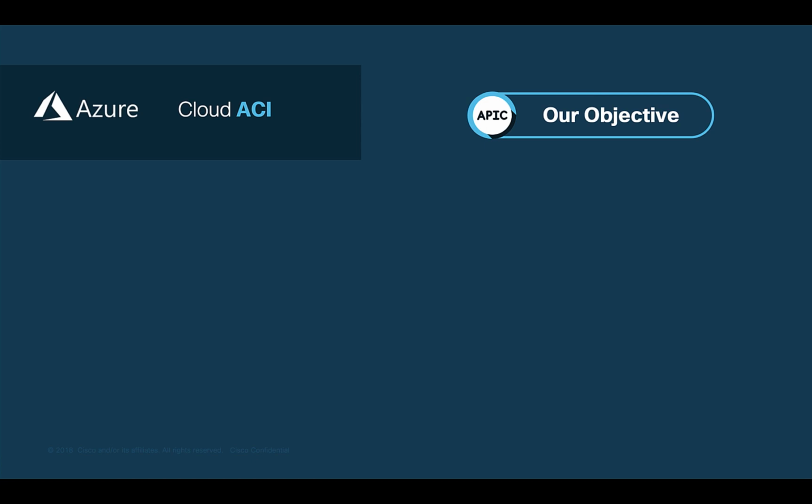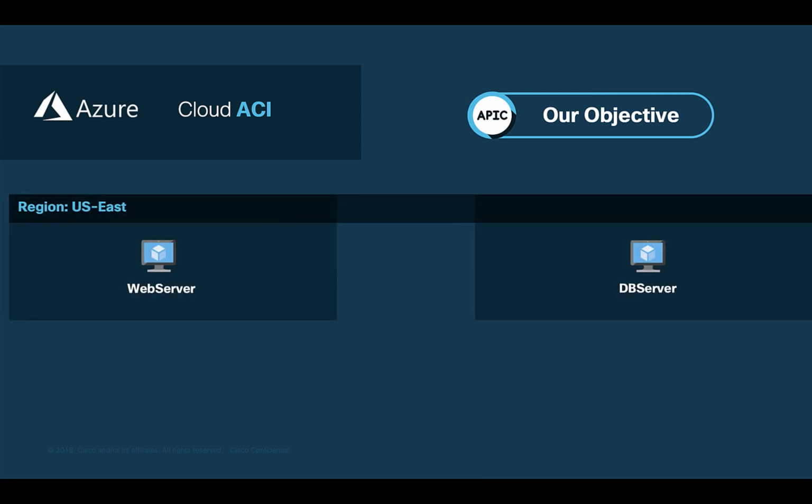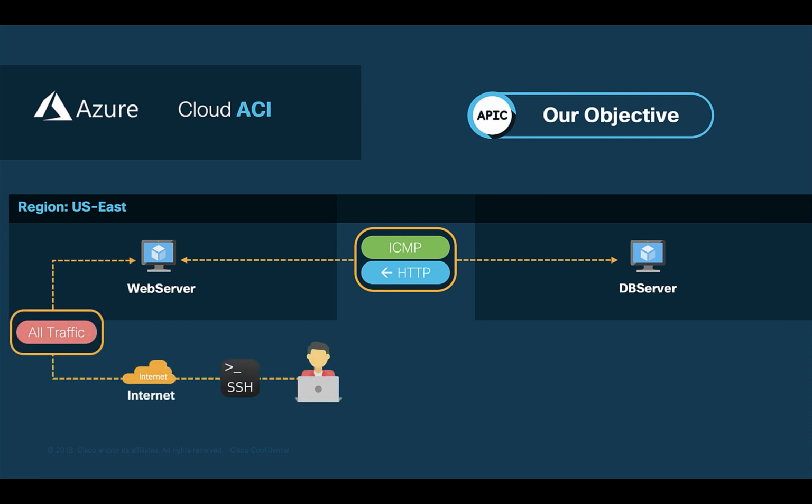We want to connect a web server VM to a database VM running on Azure and only allowing ICMP and HTTP traffic between them. I will also need to provide internet access to my web server VM, since I will want to connect to it via SSH directly from my laptop. Are you ready? Let's get started then.